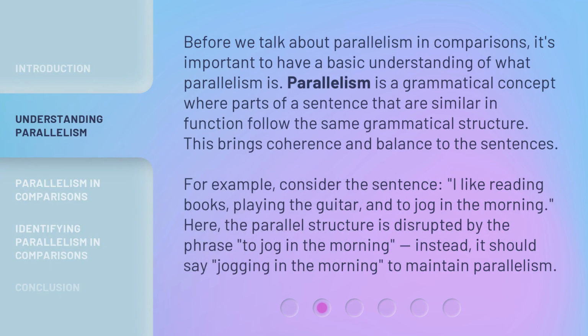Before we talk about parallelism and comparisons, it's important to have a basic understanding of what parallelism is. Parallelism is a grammatical concept where parts of a sentence that are similar in function follow the same grammatical structure. This brings coherence and balance to sentences. For example, consider the sentence, "I like reading books, playing the guitar, and to jog in the morning." Here, the parallel structure is disrupted by the phrase "to jog in the morning." Instead, it should say "jogging in the morning" to maintain parallelism.